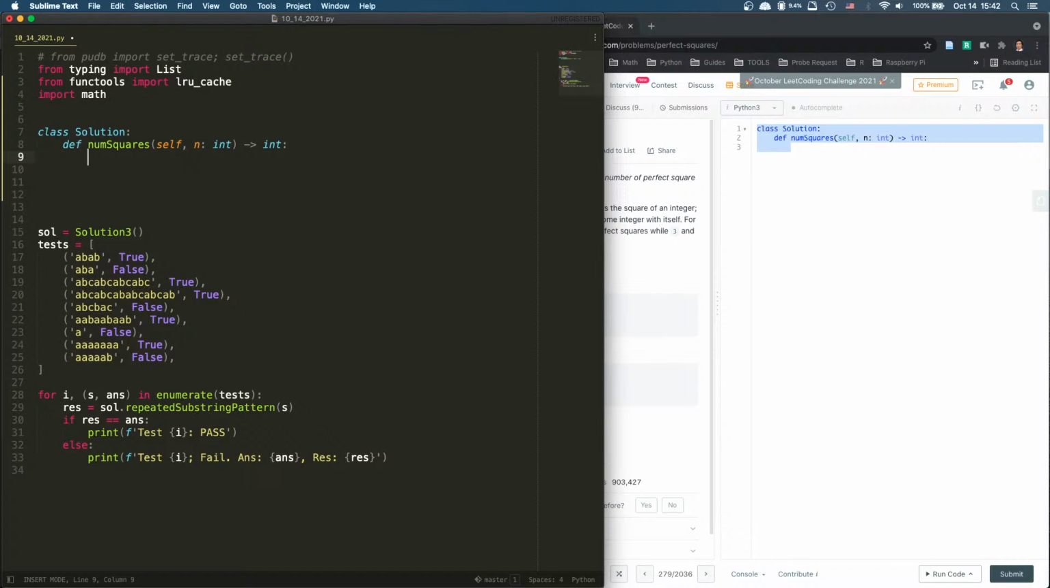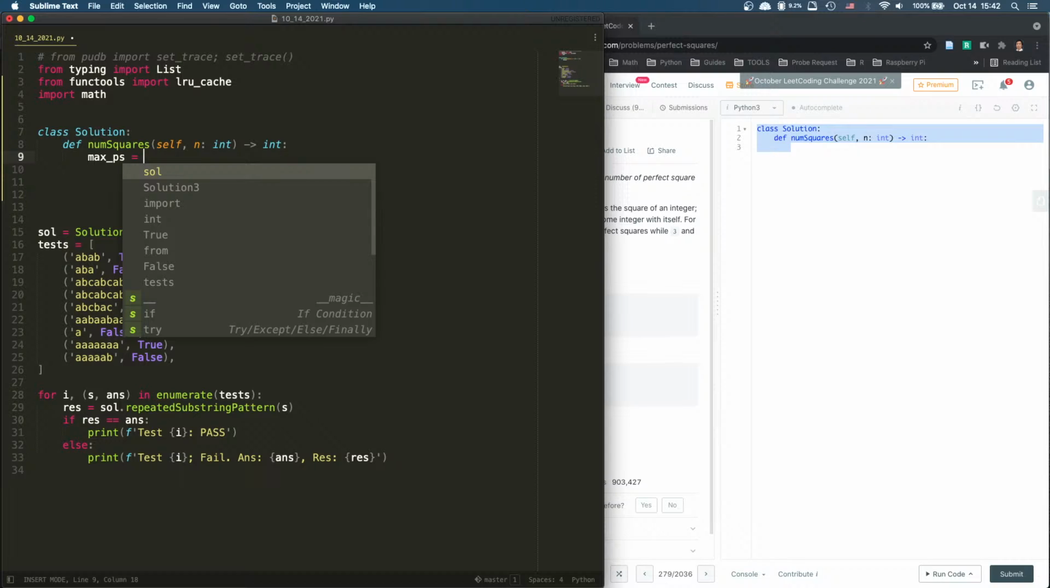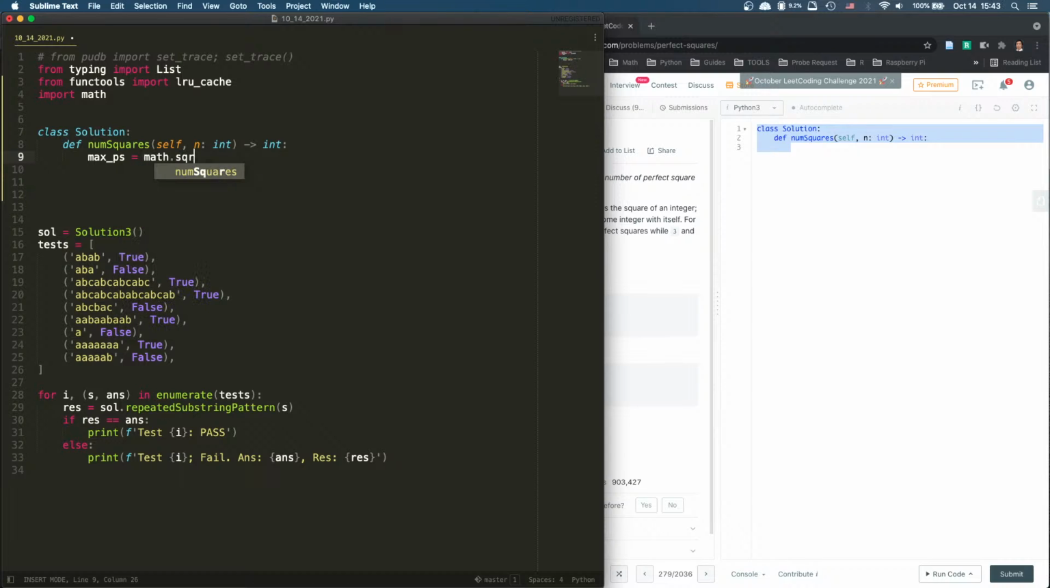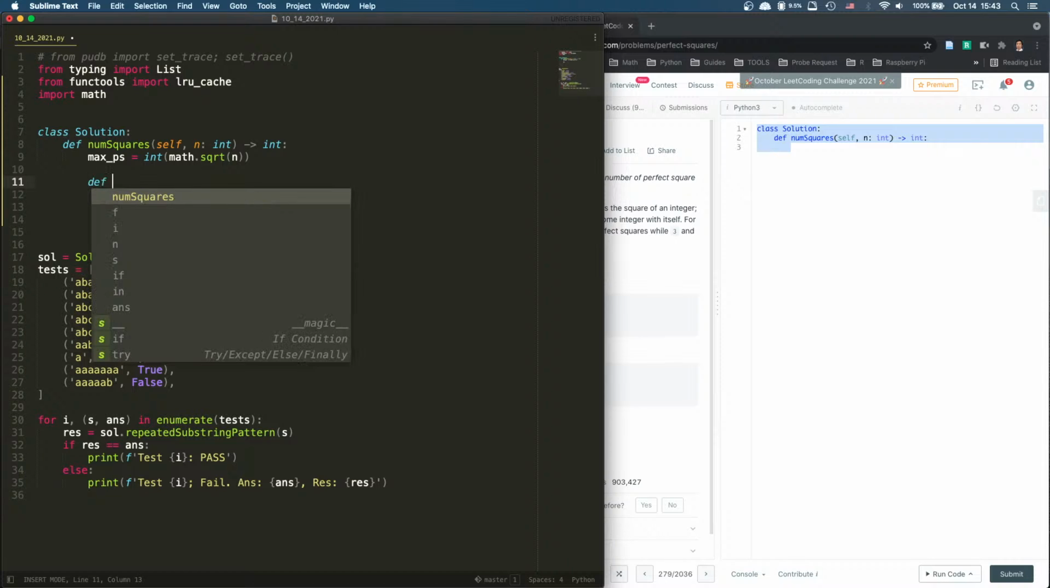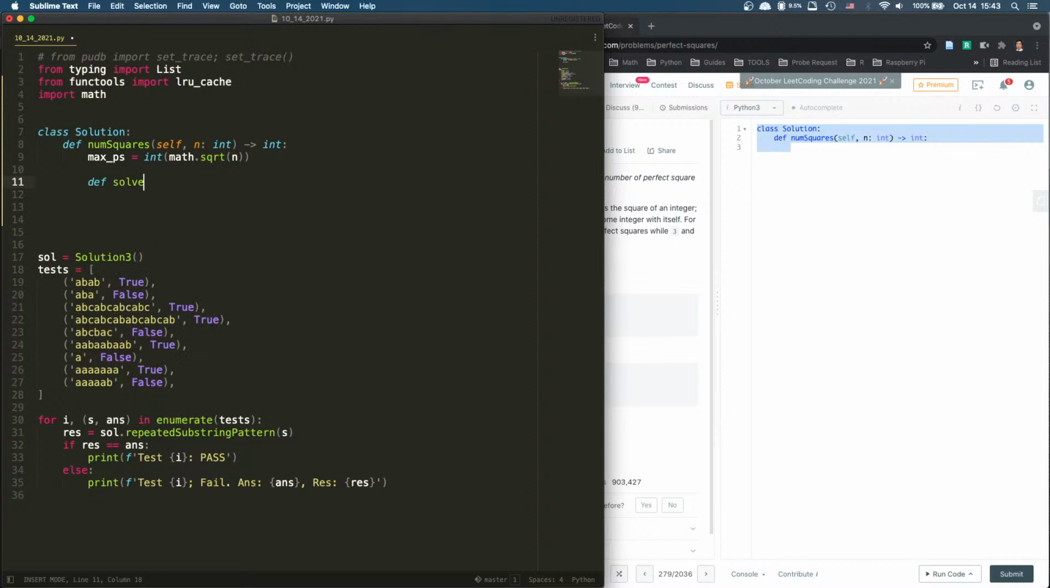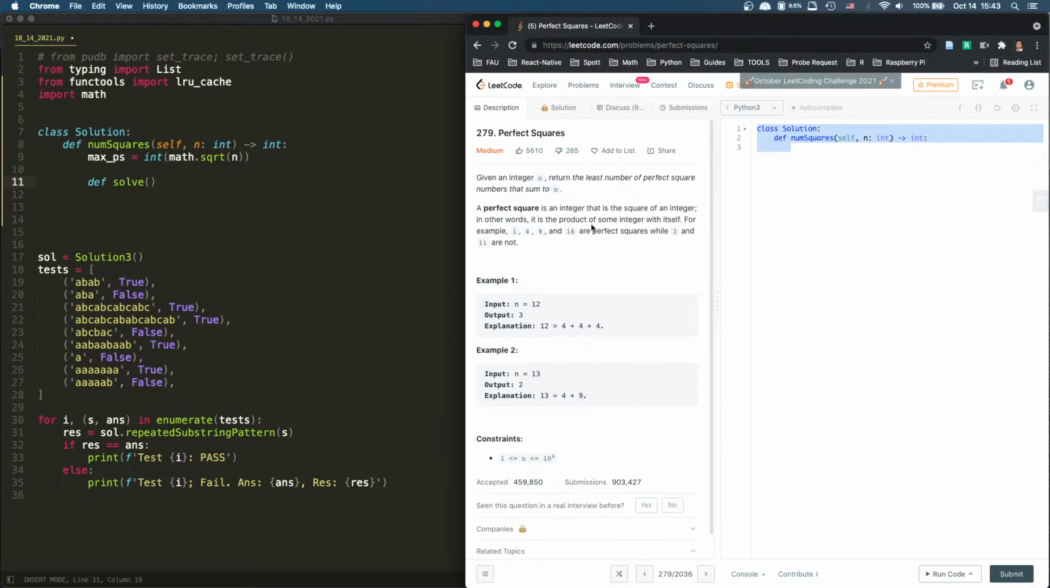So max perfect square is going to be math dot sqrt n, and then we're going to take the integer of this. So this is the maximum possible. Now what we're going to do is we're going to def, let's call it solve, right? So basically this will return the minimum number of perfect squares that can add up to the target.